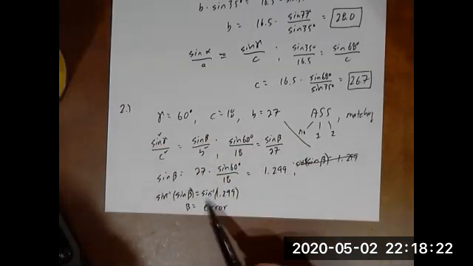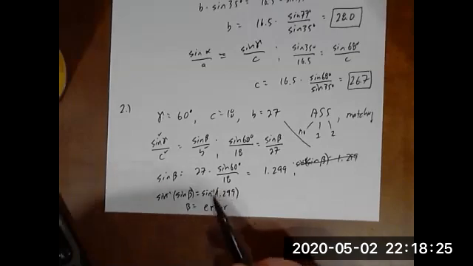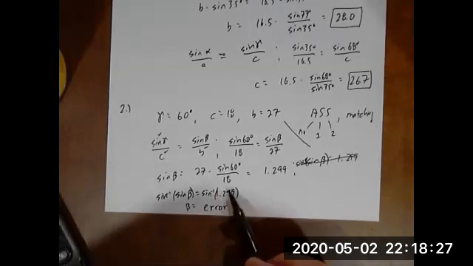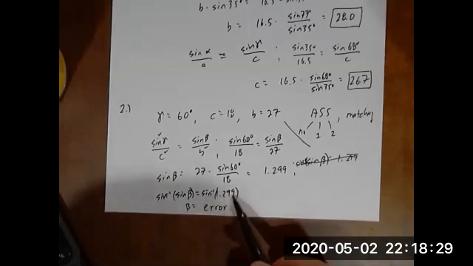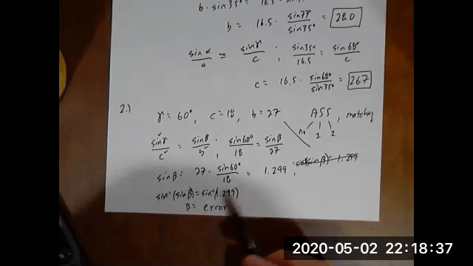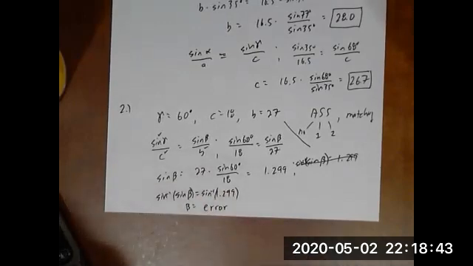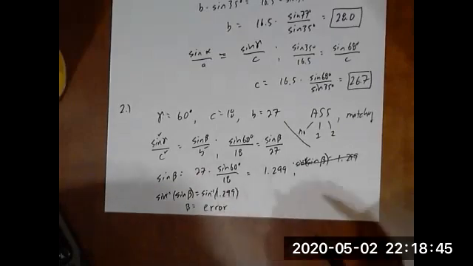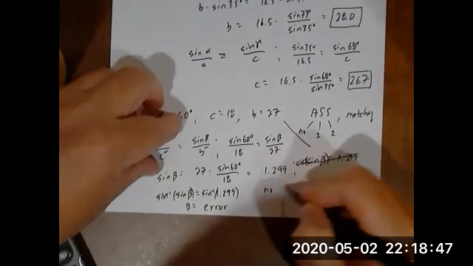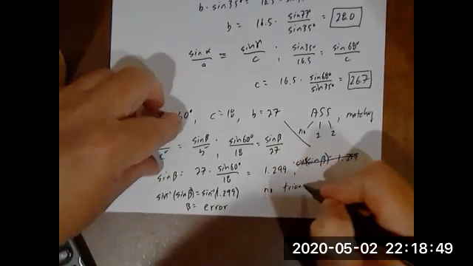And actually this makes sense because, if you think about it, for this inverse sine function to work, this number has to be between -1 and 1. Some of you may not realize that, but I can already tell right now that this is not possible. But if I want to confirm it, I can go in my calculator and take the inverse sine and you get error. So I'm going to say no triangle.